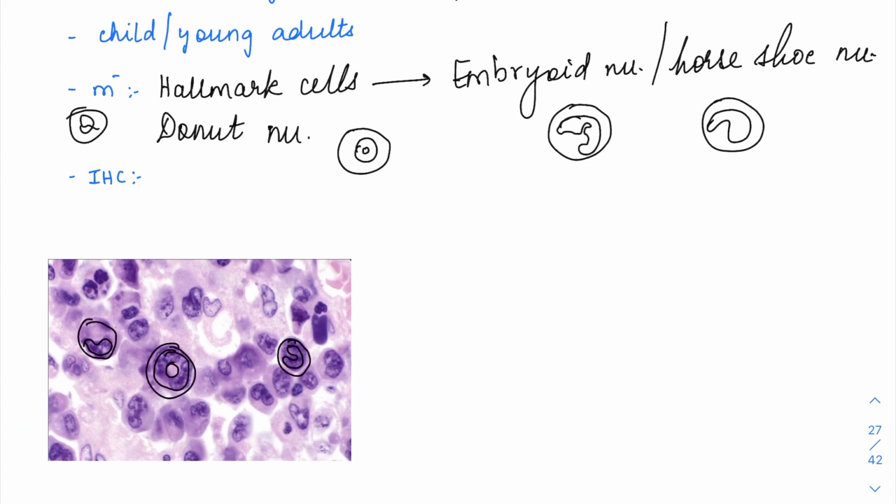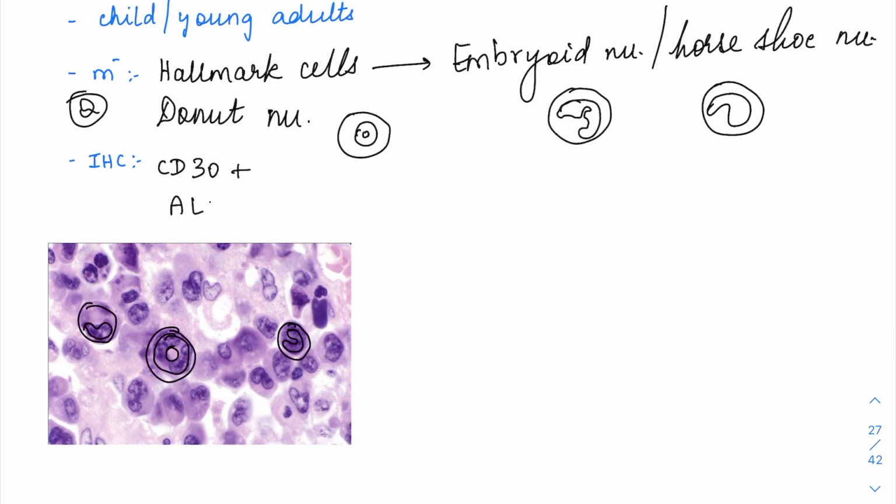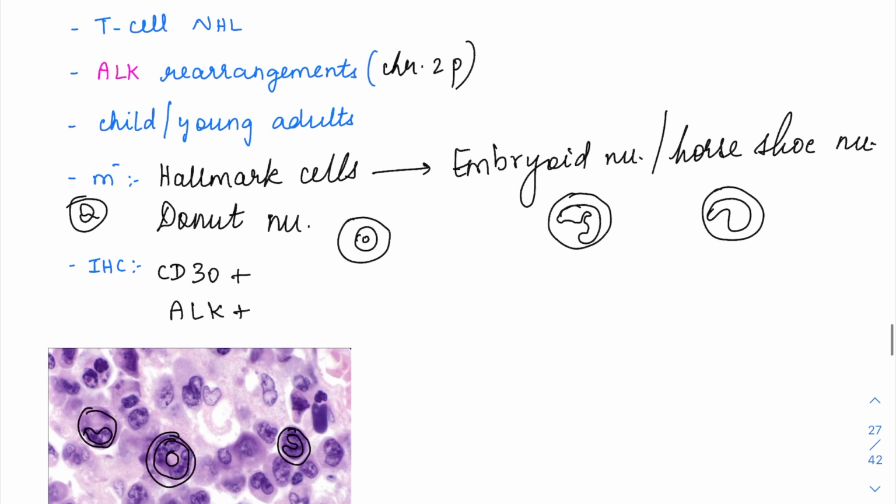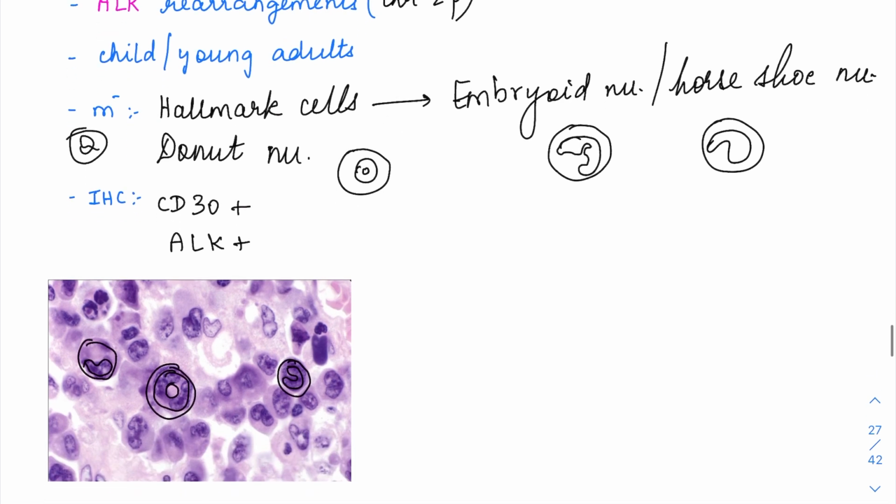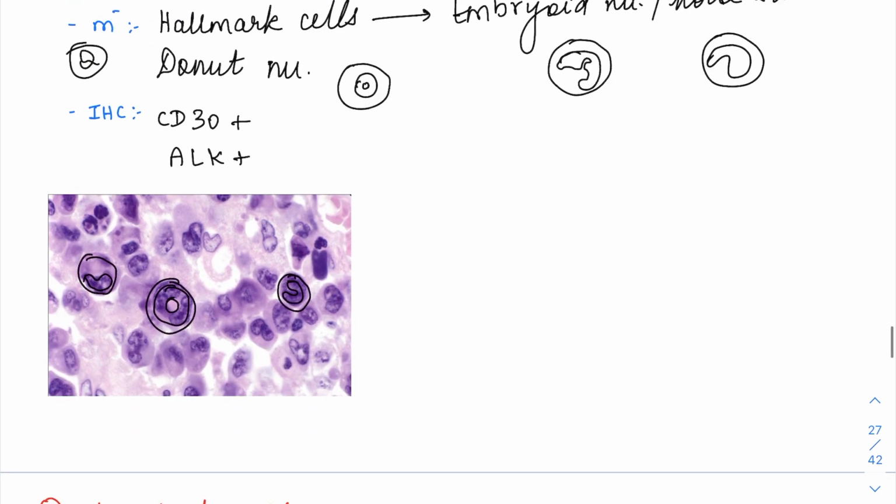And the IHC, immunohistochemistry for ALCL, is again going to be classic. Here it is going to be CD30 positive. So CD30 is positive both in ALCL and also in Hodgkin's lymphoma, the classical type. And apart from that, it is also going to be positive for ALK. So if ALK rearrangements are present, you can put the ALK IHC, which will come positive.